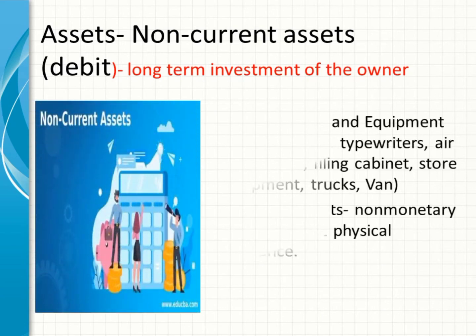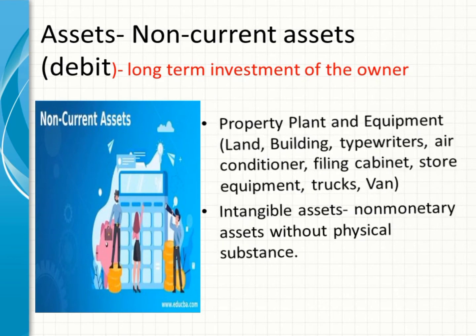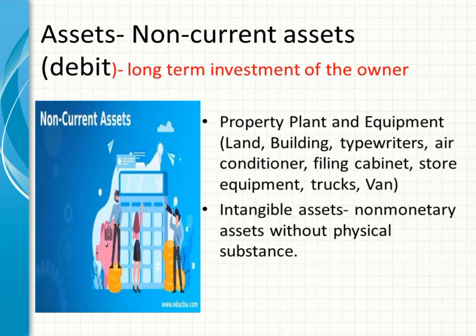For non-current assets, please try to memorize these account titles. We have property, plant, and equipment. Under property, plant, and equipment, we have land, building, typewriters, air conditioner, filing cabinets, store equipment, trucks, van, and etc. For intangible assets, these are non-monetary assets without physical substance. Examples of these are the trademark, patent, goodwill. Those are examples of intangible assets.